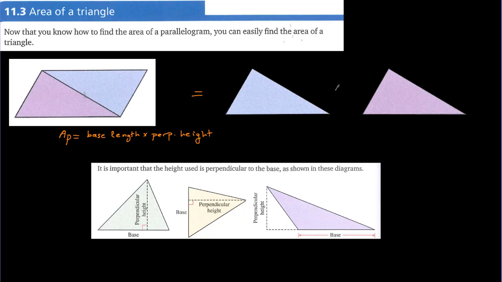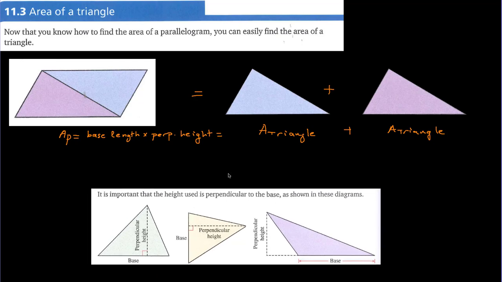So this parallelogram is the sum of two areas of the triangles. So area of the triangle and area of the triangle, they are the same. And this is equal to base length times perpendicular height, which is the area of the parallelogram. With respect to that, the area of the parallelogram is going to be this triangle's area and this triangle's area.